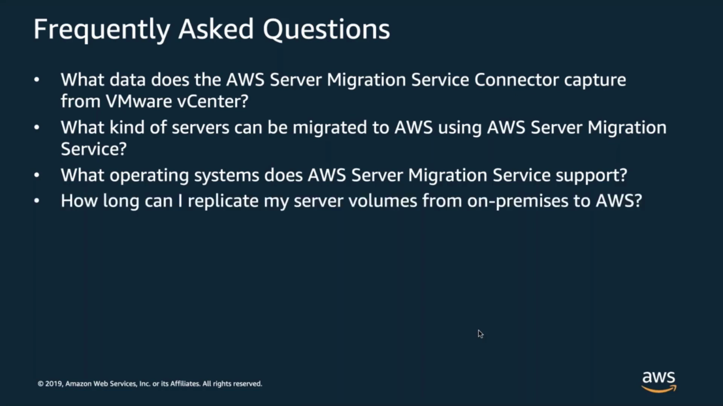One question we often get from customers is, how long can I replicate my server volumes from on-premises to AWS? You can replicate your on-premises server to AWS for up to 90 days using this service. If you need to increase this limit from 90 days, we recommend that you contact the AWS support team. Also, if you are looking for a solution for continuous replication on an ongoing basis for DR purposes, disaster recovery purposes, we recommend that you use the CloudEndure DR solution for that.